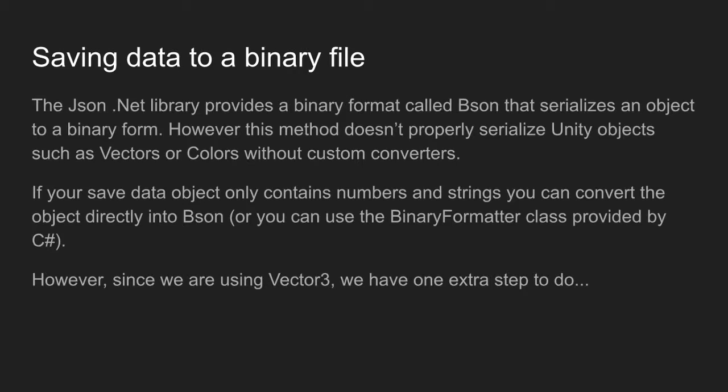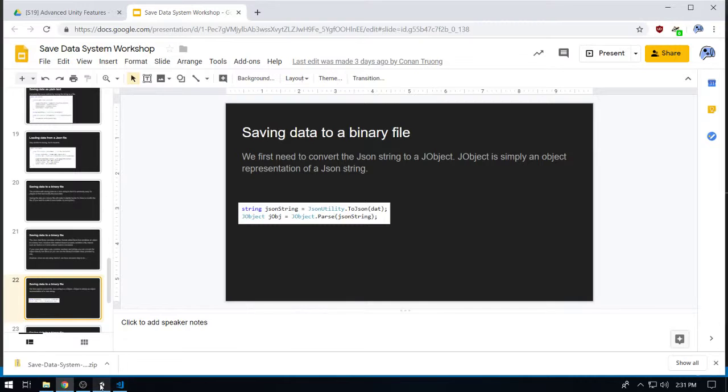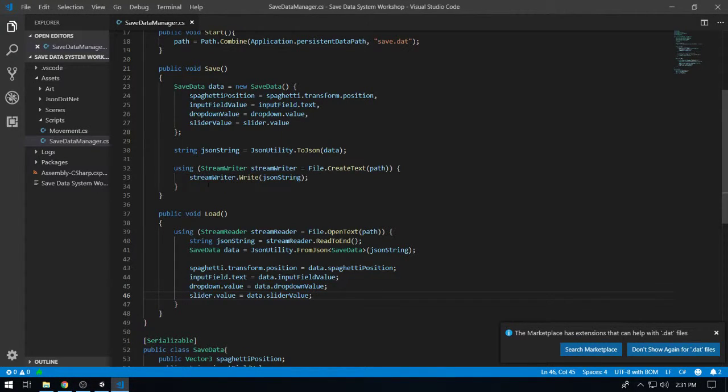Anyway, it is able to serialize a JObject, which is a JSON string that's converted into an object that stores its keys and values, I guess. So in order to do that, we just simply do JObject.Parse on the JSON string. So I'm just going to comment this out because we don't need it.